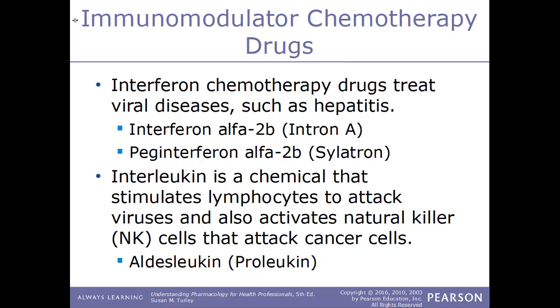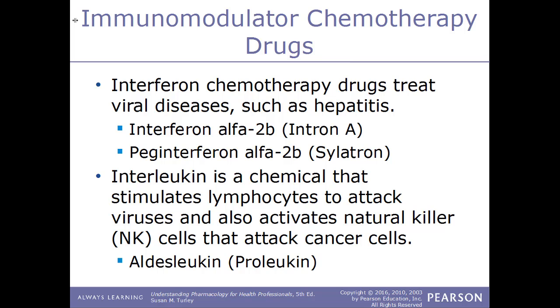Interferon chemo drugs will treat viral diseases such as hepatitis. And some examples of this type of drug would be interferon alpha 2b, known by the trade name Intron A, and also PEG interferon alpha 2b, known by its trade name PegIntron.